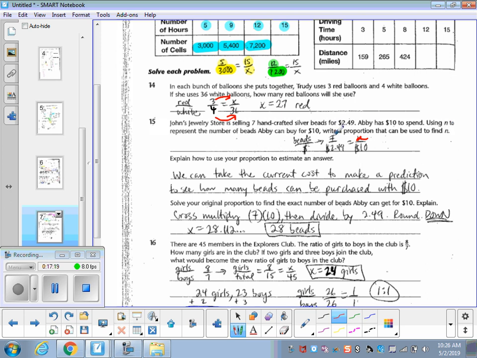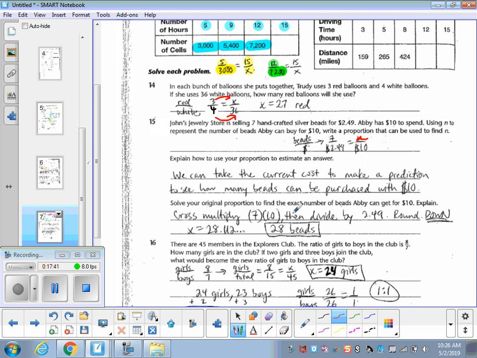So if she can buy 7 for $2.49, right here, N for $10, and that's going to be the proportion that we work with for the rest of the problem. All right. How can we use this proportion to estimate? Well, we can use this current cost to make a prediction to see how many beads can be purchased with this $10. That's like the whole point of what we're doing here.